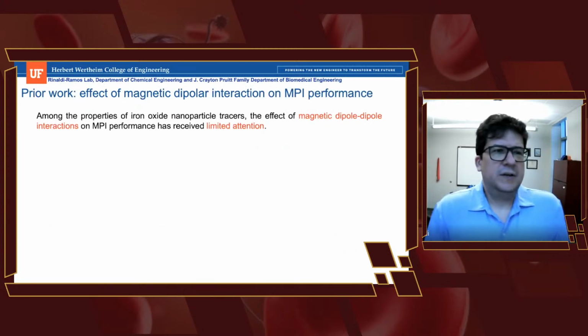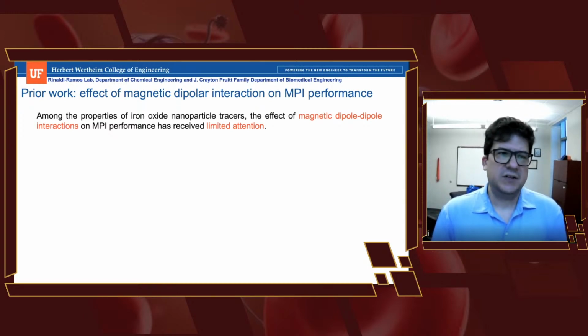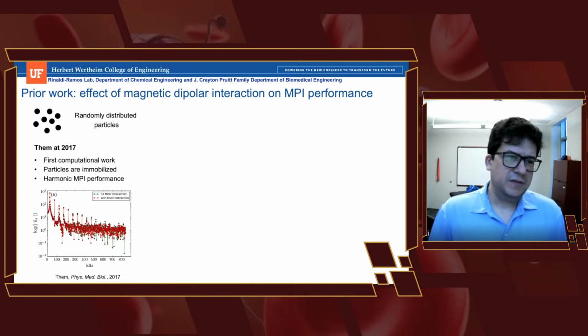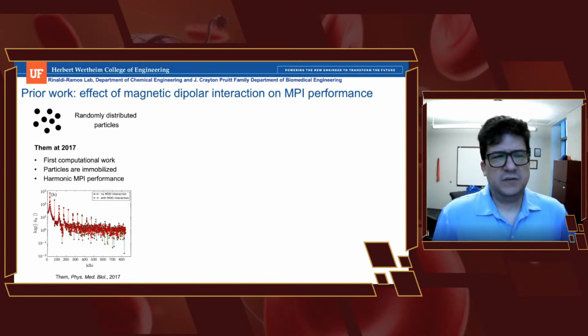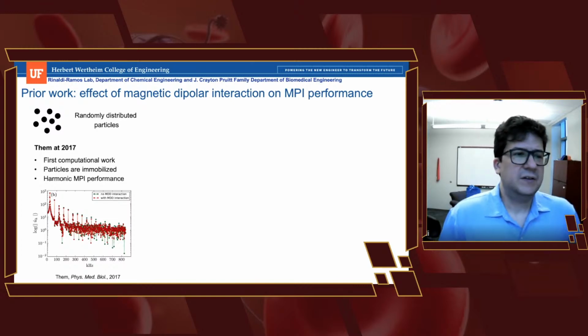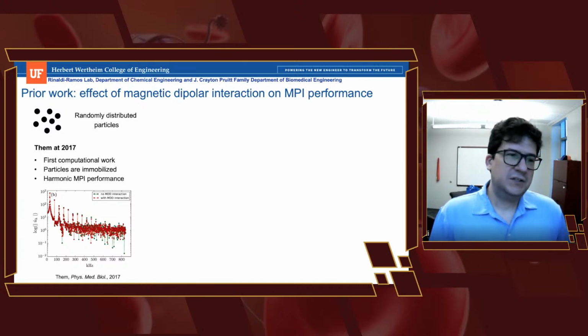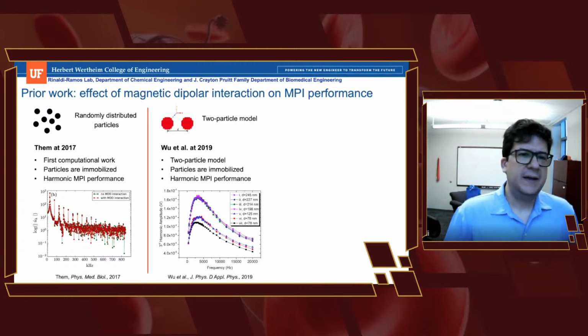There's been prior work on trying to model or understand the effect of magnetic dipolar interactions on MPI performance. This is going to focus primarily on computational work, since this initial part of this section has to do with our modeling work. There have been papers that look at randomly distributed particles that are immobilized and that have interactions. What they looked at in that paper is the effect of interactions on harmonic MPI performance.